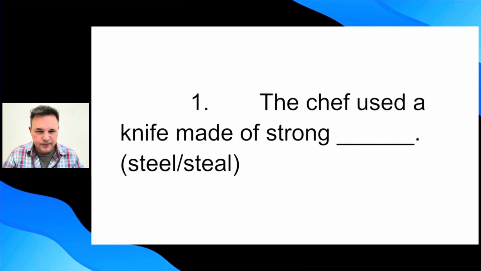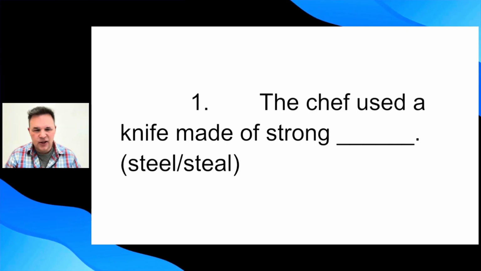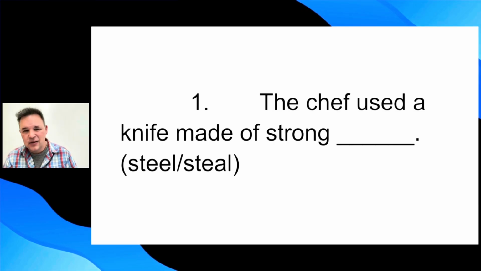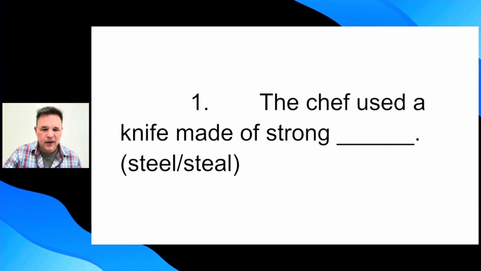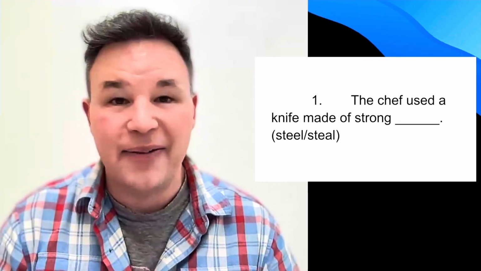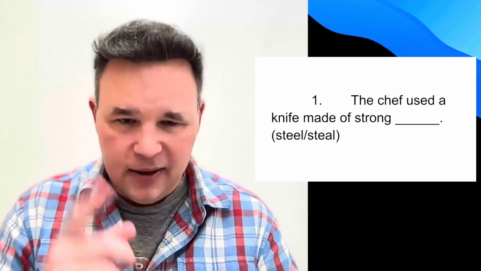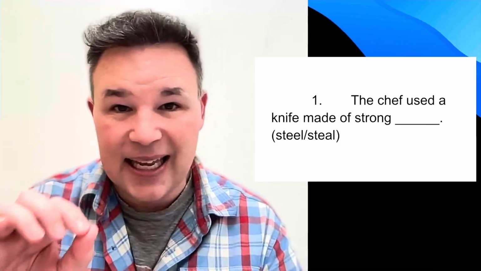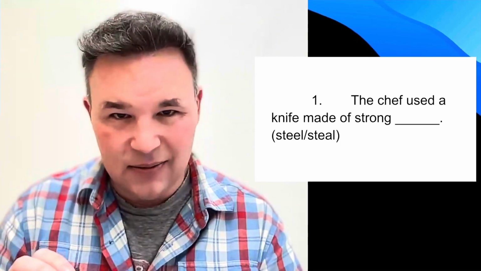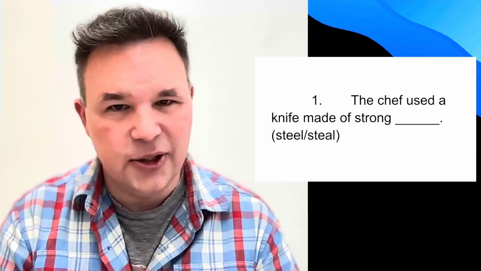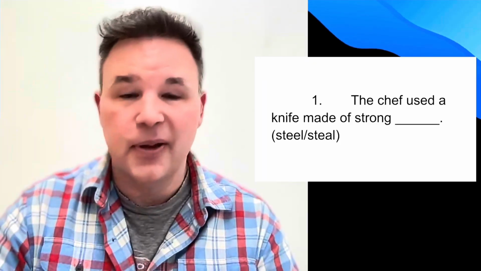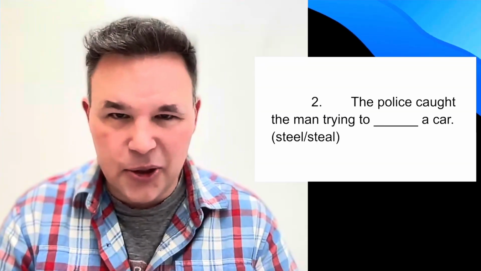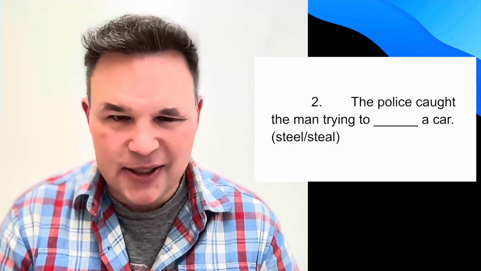The first one: the chef used a knife made of strong steel or steel. So for this one, you are going to have to spell it. And the correct answer is spelled like this, S-T-E-E-L, steel. Okay? How'd you do? Did you get it correct? I hope so. Very tricky. Guess what? Number 2 isn't that much easier.